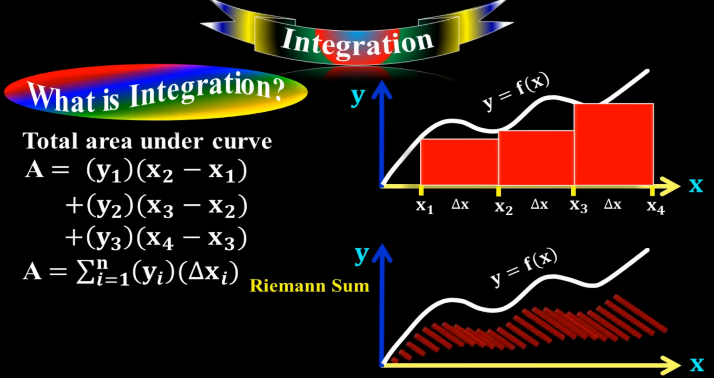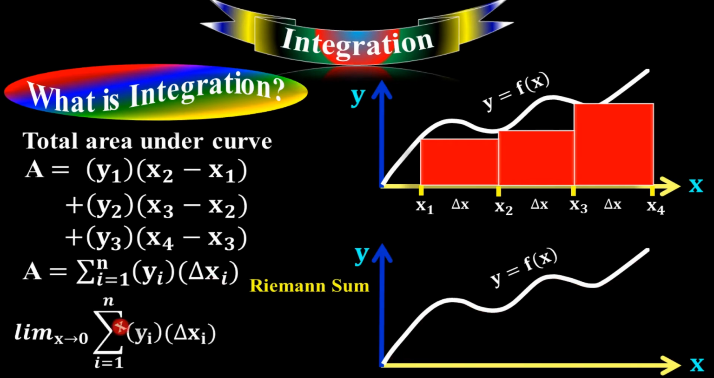And the only way to get the total area is to increase the number of rectangles until you get 0 width along the x-axis. It starts from 1 and goes up to infinity. As usual, this is the height and this is the width.